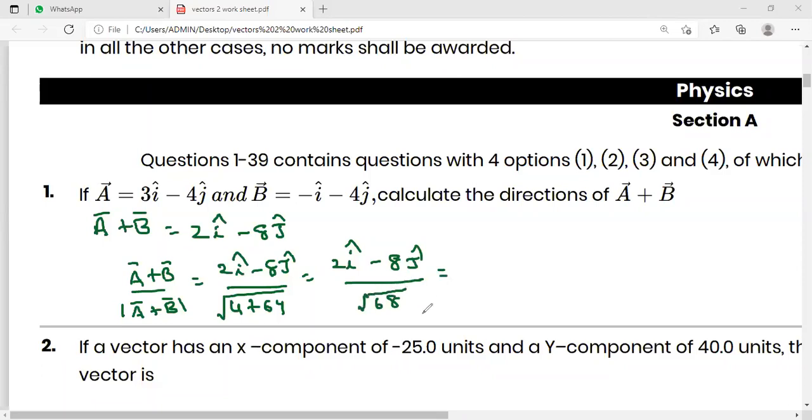Now, root 68 can be written as 4 into 17 only, no? By taking the square root, that is 2 root 17. The 2 in the denominator and the 2 in the numerator cancel, so you get i cap minus 4j cap by root 17. And this particular expression indicates the direction of A bar plus B bar.